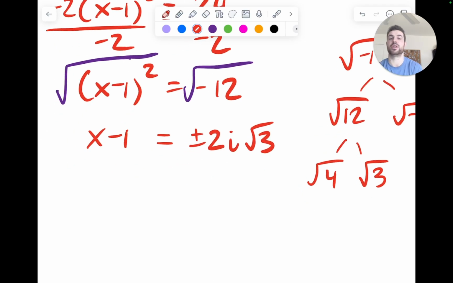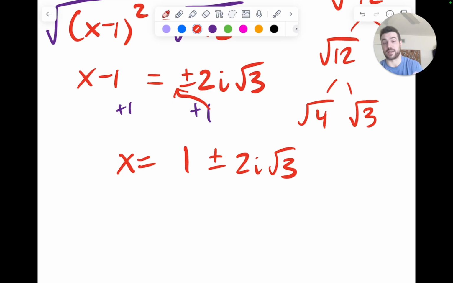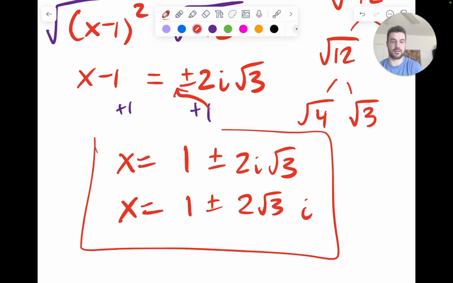Now the last thing I'm going to want to do is go ahead and add my 1 over to isolate x completely. And we get x equals, I'm going to stick it right in front, 1 plus or minus 2i times the square root of 3. Again, some people might want your solution to look more like this with the i at the end. Either one works, and here's our solution.